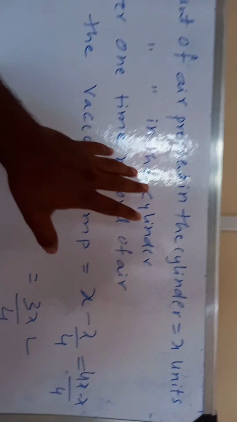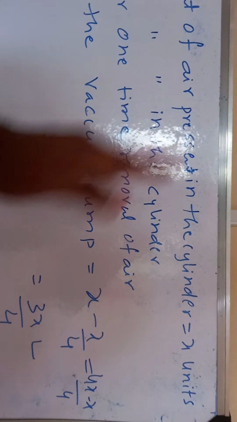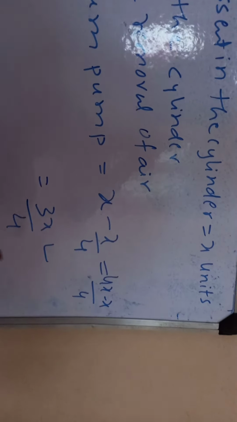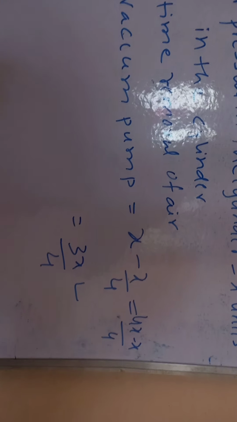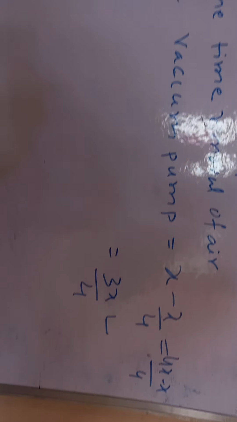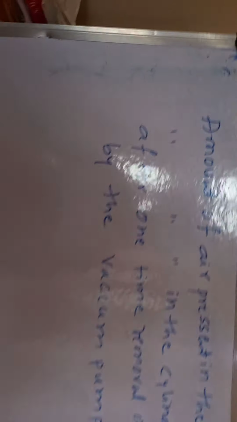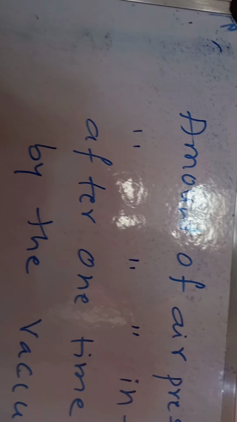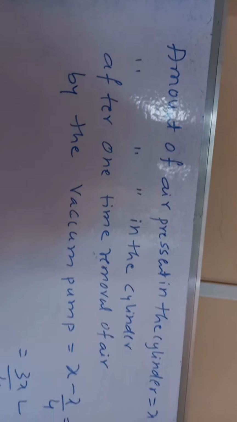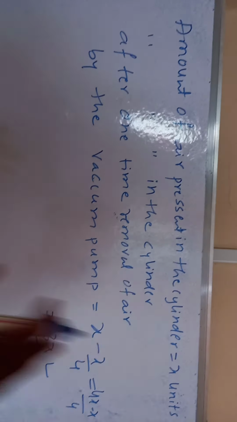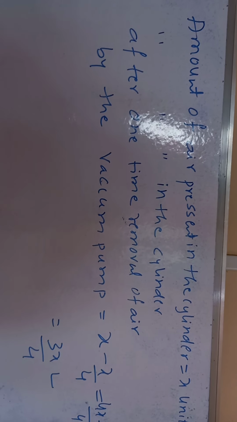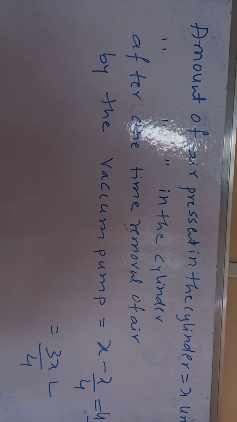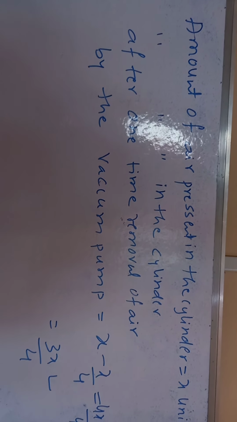When 1 by 4th of the air is removed by the vacuum pump, this much of air is present after one time removal. Clear? Okay. Similarly, go for the second. For that reason, write it down because I will erase the data. So copy down.